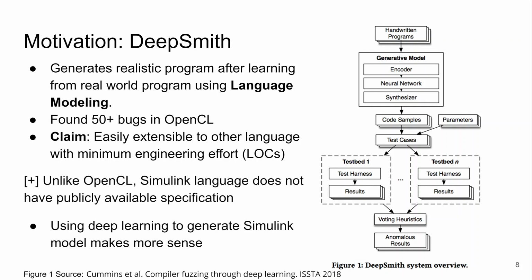One thing to note here is, unlike OpenCL, Simulink does not have any publicly available specification. Therefore, it makes more sense to use deep learning for Simulink model generation rather than for OpenCL.